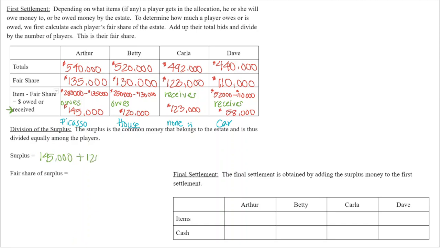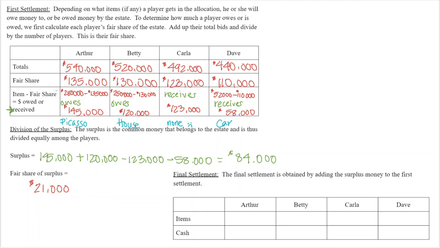Betty owes $120,000. So Arthur and Betty are both paying cash. They are putting cash back in the pile of things. Well, Carla gets $123,000 of that pile of cash, and Dave gets $58,000 of that pile of cash, which means we are left with a surplus of $84,000. So we divide that up. So 84,000 divided by 4, each of them gets 21,000 back.